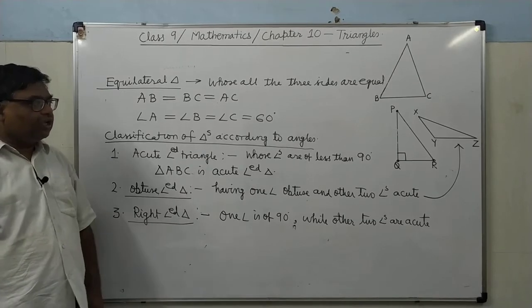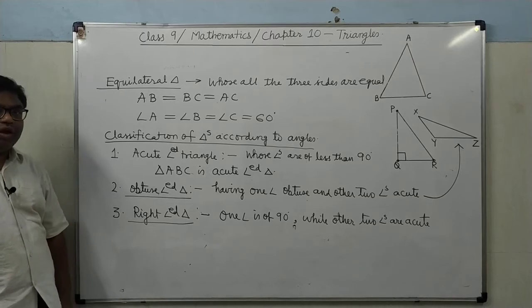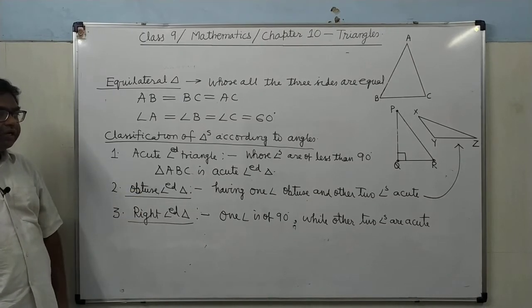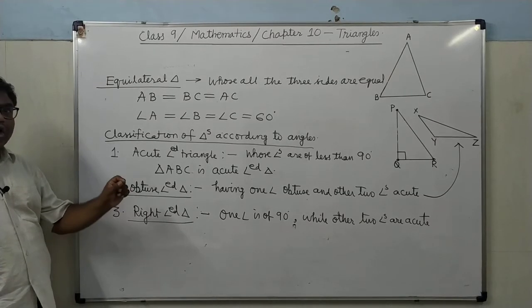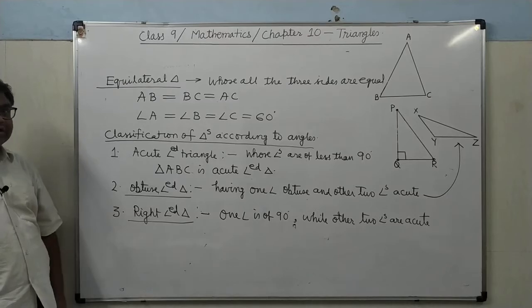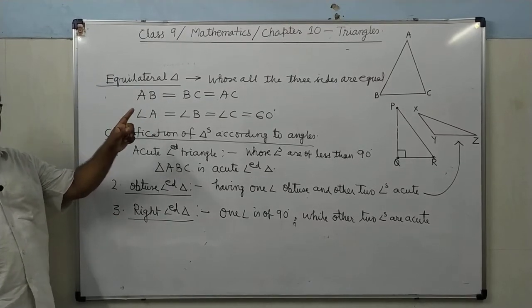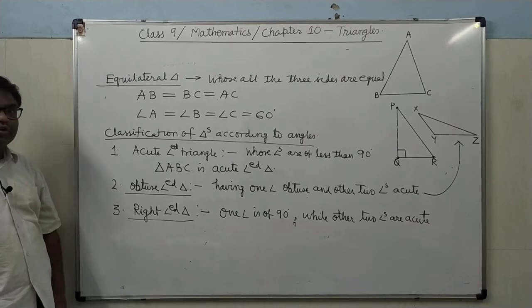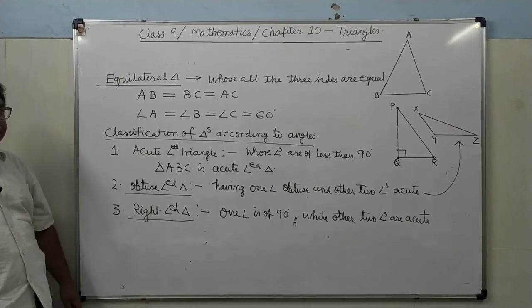Now there is one more question. A triangle may have how many minimum acute angles? So two. Every triangle will have two acute angles. Minimum two acute angles. It cannot be less than 2. It's clear. And the maximum is 3, which is in the case of an acute angle triangle.